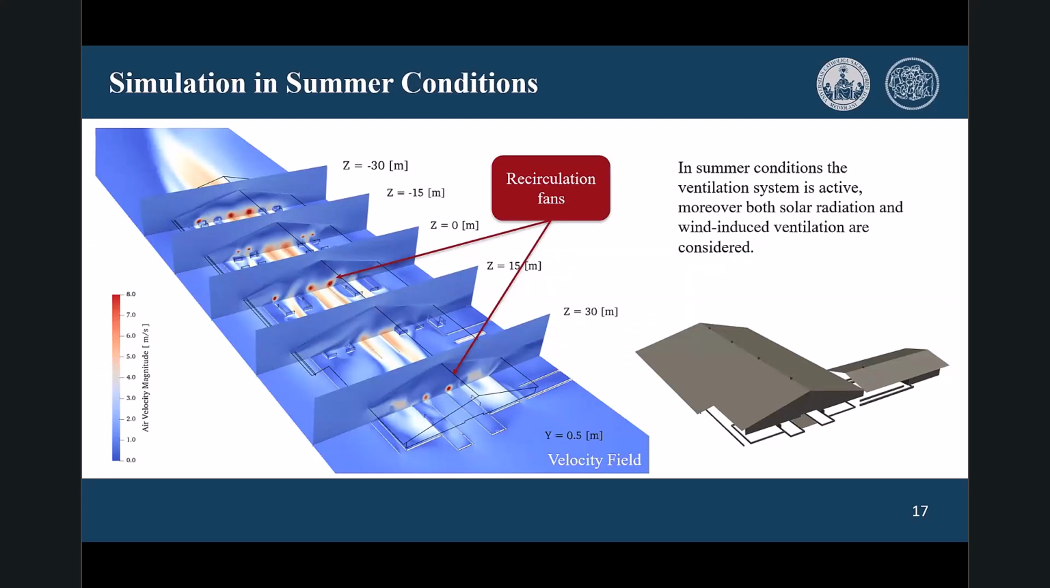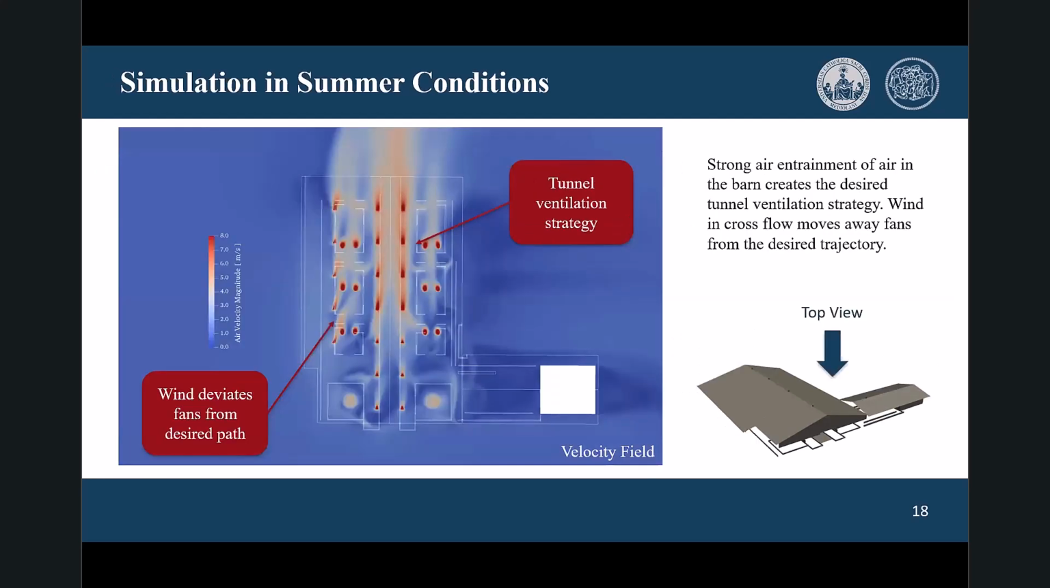In this case, we are considering high external temperature, 30 Celsius degrees, and high external relative humidity, around 50%. We are considering both wind and solar load, and the ventilation system is turned on. And you can see high-speed flows generated by the fan. This is even more clear when looking at theoretical results from a top view. This is a horizontal slice at a few meters of height, more or less. And you can see that recirculation fans are all blowing in one direction.